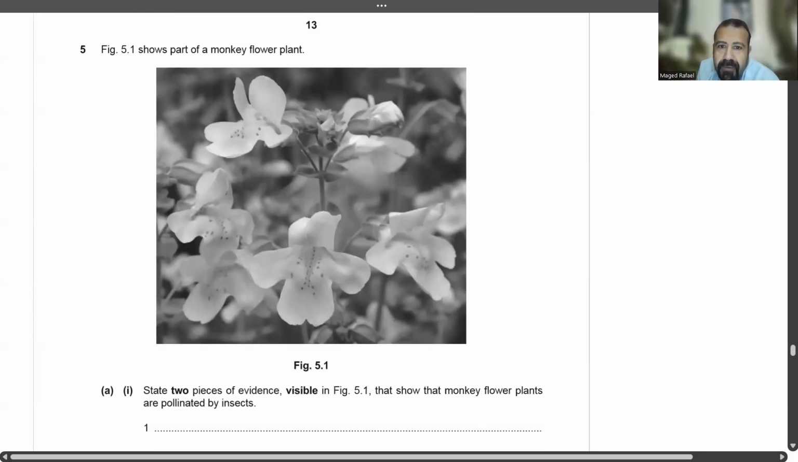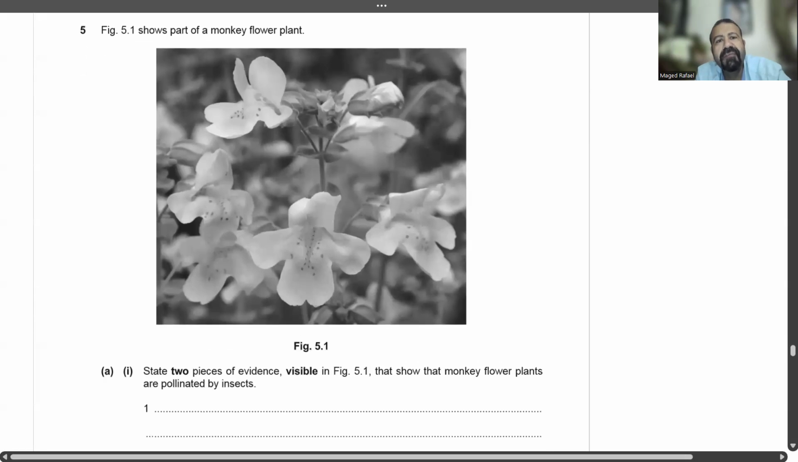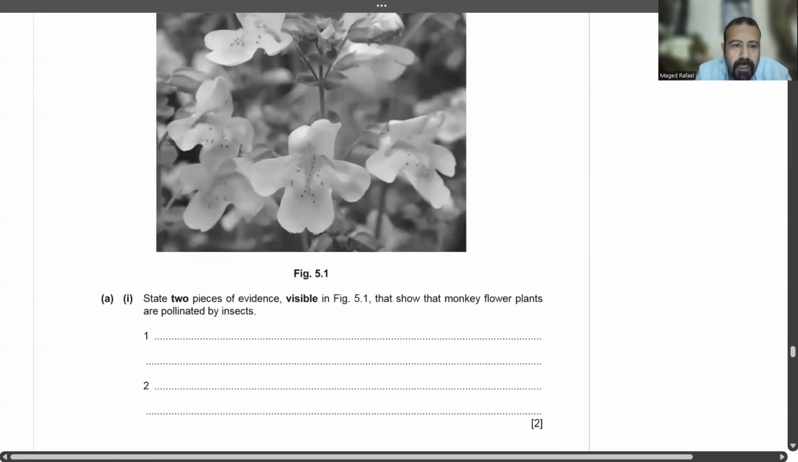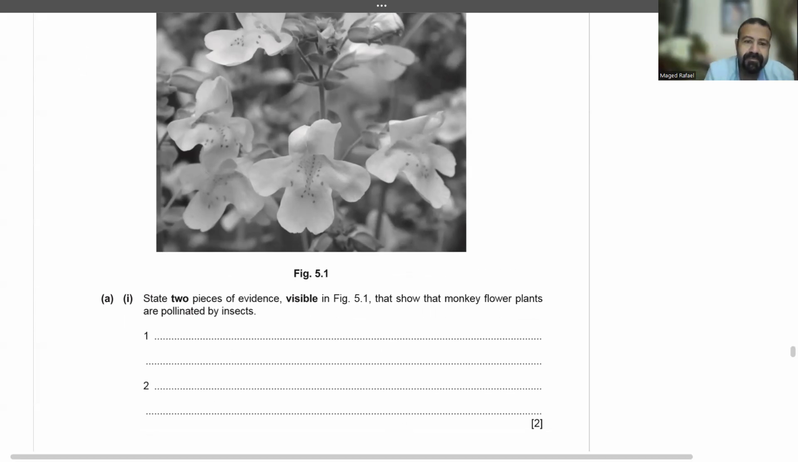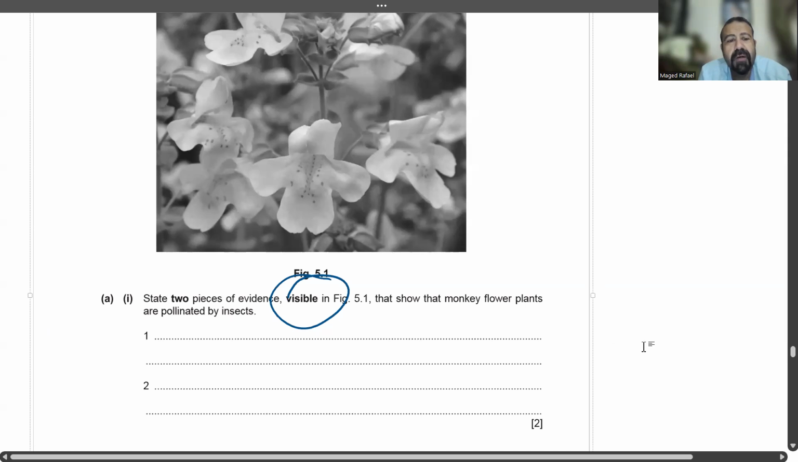Let's go for question 5. This is a monkey flower plant. He wants 2 pieces of visible evidence. Please, the word visible is important. You could take the 2 marks or lose the 2 marks. That show that monkey flower plants are pollinated by insects.